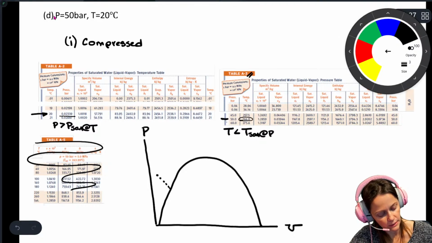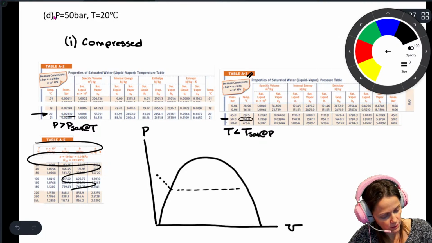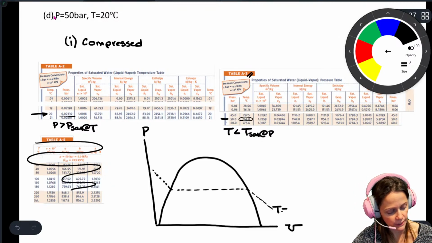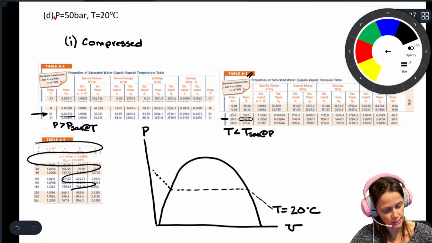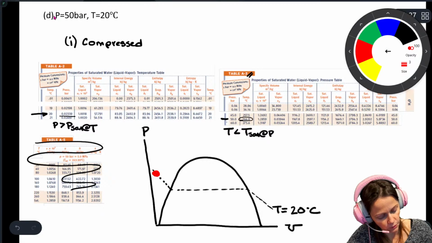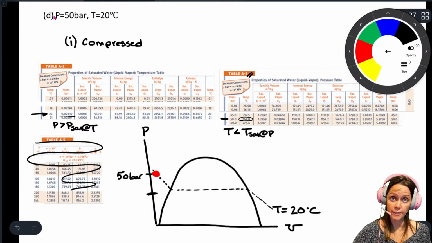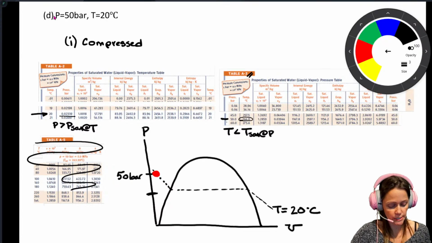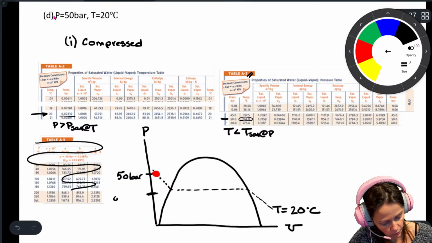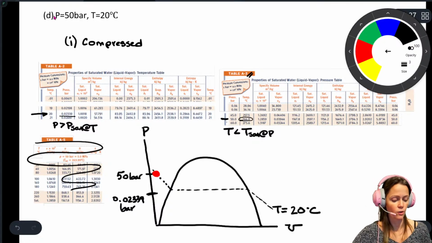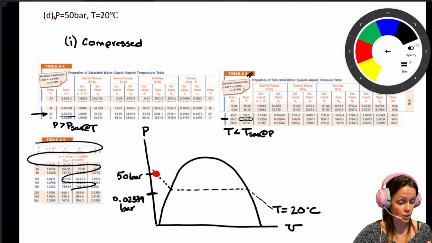Get a little line of constant temperature there. All right. So anywhere along that dotted line, we'll say our temperature is 20 degrees Celsius, and I'm going to put us over here. So our pressure would be 50 bar. This one right here would just correspond to the saturation pressure at 20 degrees Celsius, which is table A2, and that would be 0.02339 bar. Clearly not drawn to scale, but okay for our purposes and showing the relationship of where the state is in relation to that dome.